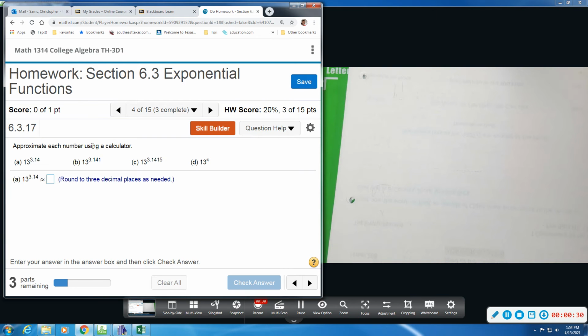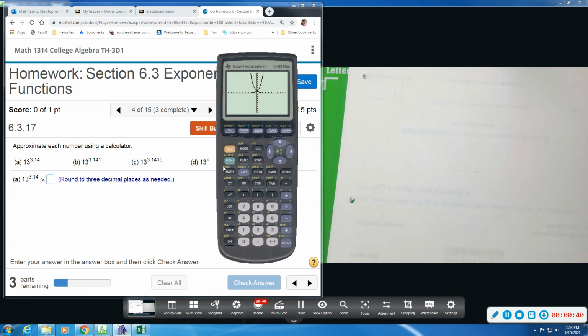Okay, and then 4, we want you to approximate this number using a calculator. We're going to round to 3 decimal places, okay? So I'm going second quit back to the home screen. What I'm going to do is type 13, and then we're going to raise it to 3.14. That's an approximation for pi. 3.14. Hit enter and round it to 3 decimal places.